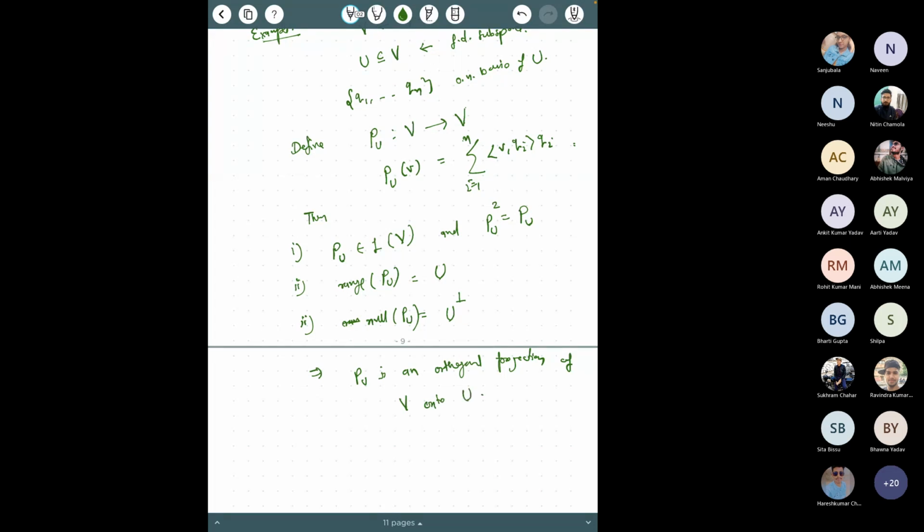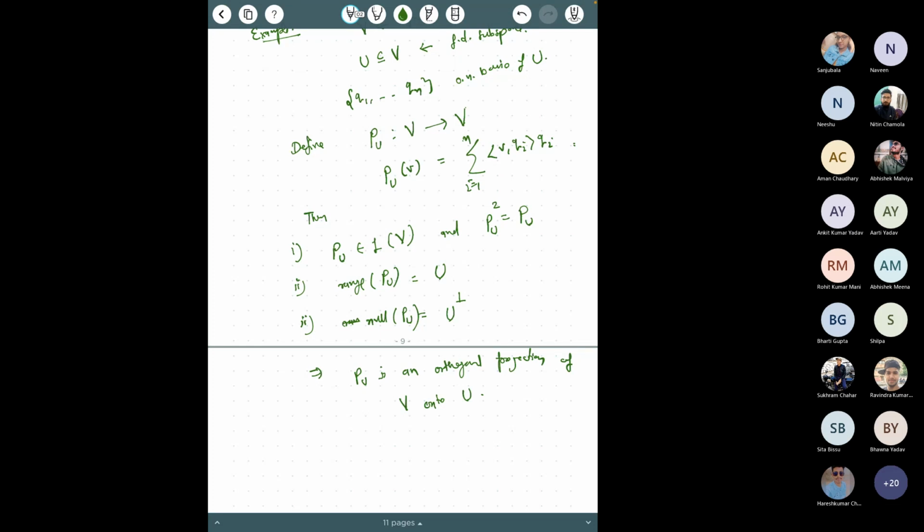It's time, so we'll stop here. In the next example, I will give you an application of orthogonal projection, that is, how it is useful in approximating a given vector with a vector in a given subspace, or how it can be used to find the distance of a vector from a given subspace.